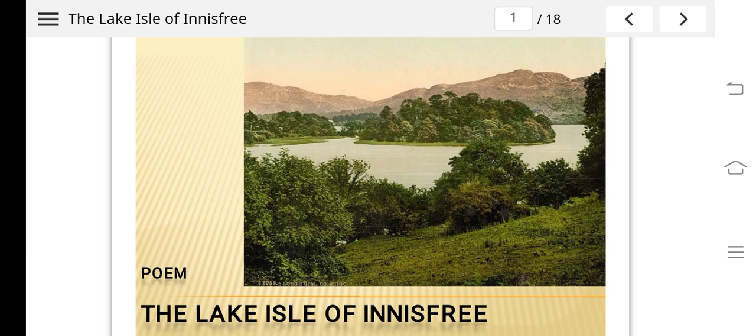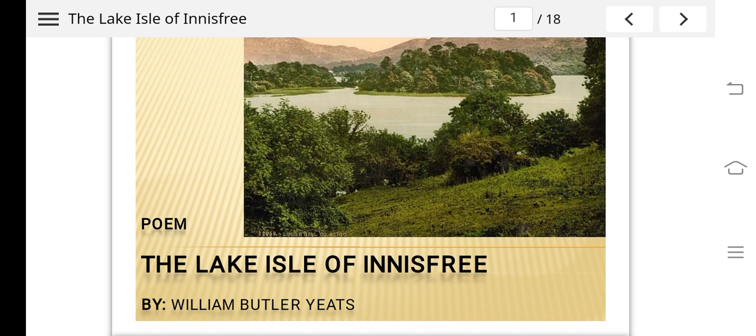Now, I, Ajay Kumar, your English teacher, am going to read the next part of the poem. The poem is called The Lake Isle of Innisfree, written by William Butler Yeats.